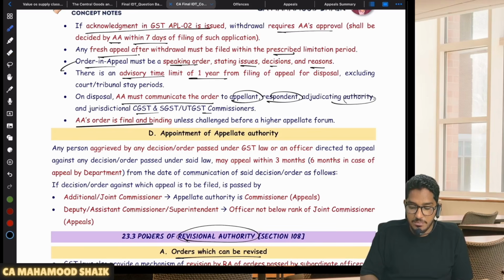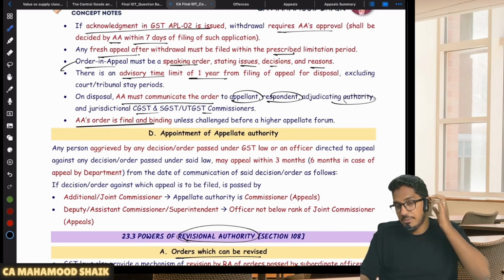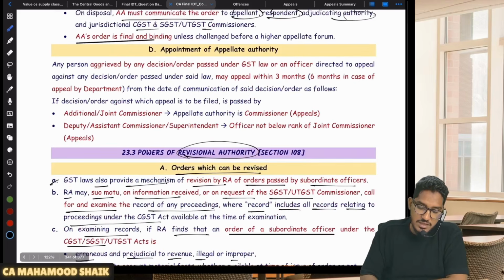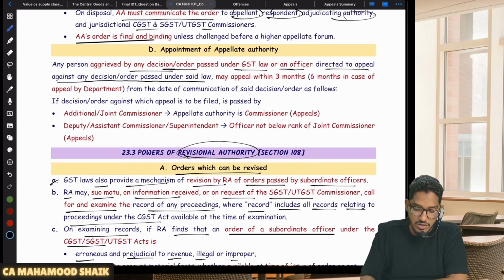AA's order is final and binding unless challenged before higher appellate forums. What are the higher appellate forums? Appellate Tribunal, High Court, Supreme Court. Right. So any person aggrieved by any decision or order passed under GST law, or an officer who is directed to appeal against any decision or order passed under the said law, may appeal within 3 months, 6 months in case of the department.